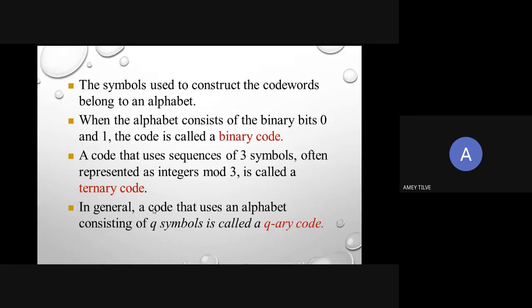Okay, a code that uses a sequence of 3 symbols, often represented as integers mod 3, is called a ternary code. And in general, a code that uses an alphabet consisting of q symbols is called a q-ary code. So whenever only binary bits, zeros and ones, are used to represent the alphabet, it is called a binary code. If we are using a sequence of three symbols to represent, then it will be called a ternary code. And if you are using q symbols, it will be called a q-ary code. This is just for definition purposes.